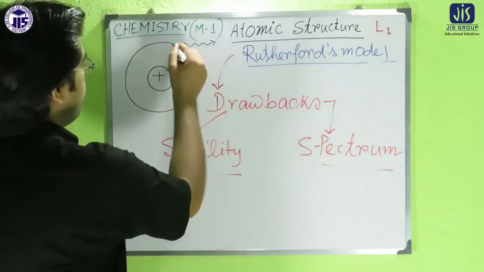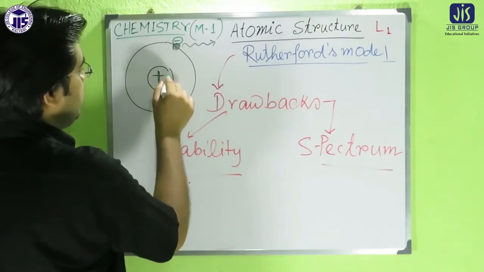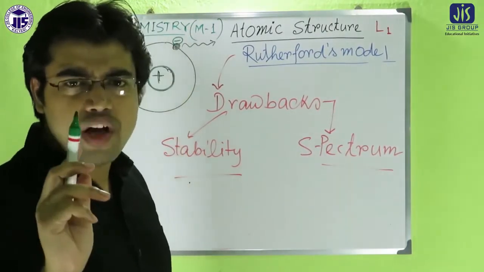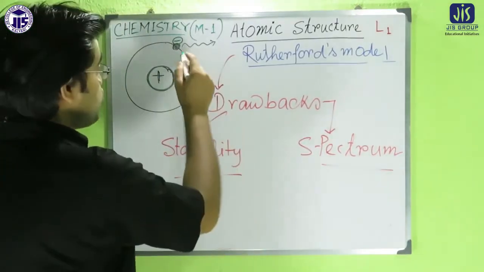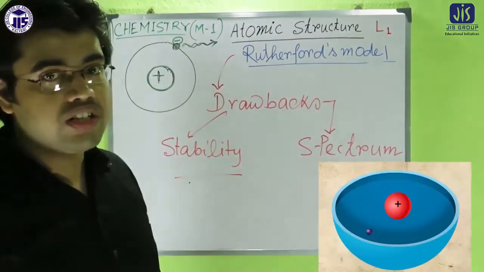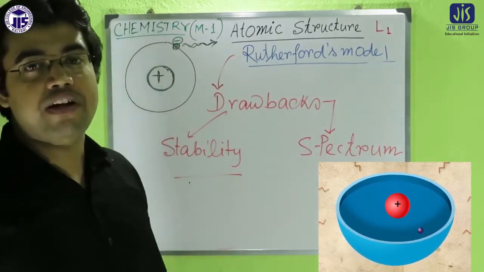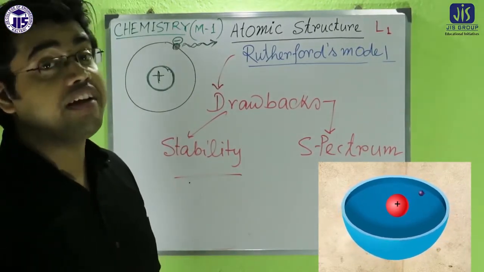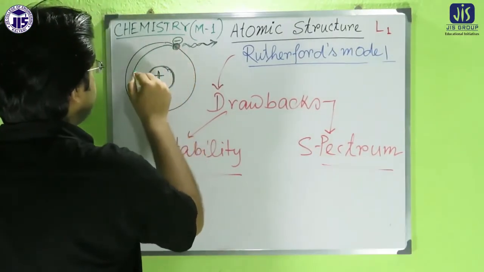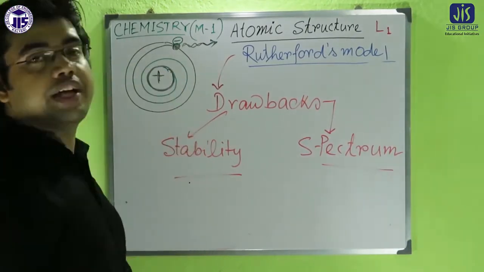Here is what happened: one charged particle is the electron, another charged particle is the nucleus. So when the electron revolves around the nucleus, according to electromagnetic theory, it should emit energy. That means its velocity will decrease, and on the other hand, its electrostatic attraction force remains the same, but the outward force will decrease gradually.